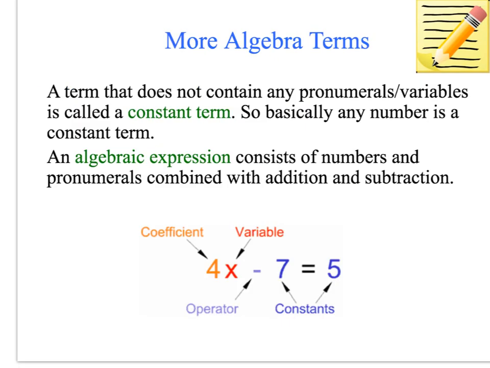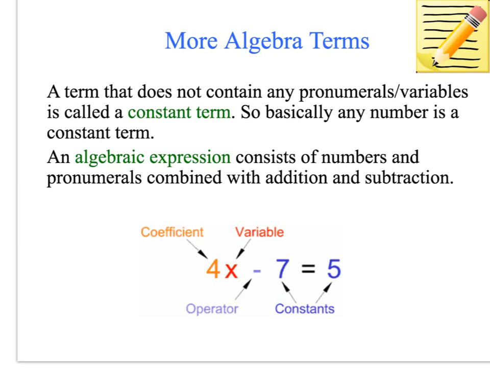If a term does not contain any pronumerals or variables, then it's called a constant term. You can probably remember it by knowing that it's constant, it doesn't change, it's just a number. It's usually just any number, and 5 represents 5, and it always represents 5. It will never change. 5 will always be 5. So that is a constant term.